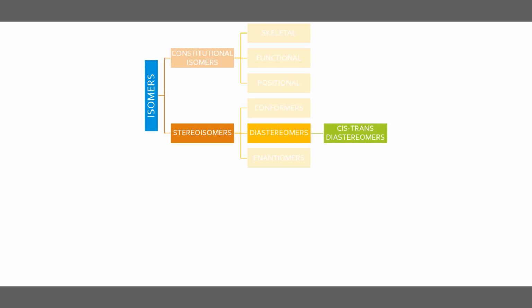Cis-trans stereoisomers are actually classified under diastereomers. The prefixes cis and trans are of Latin origin. The prefix cis means on the side of, while the prefix trans means across from or on the other side of.